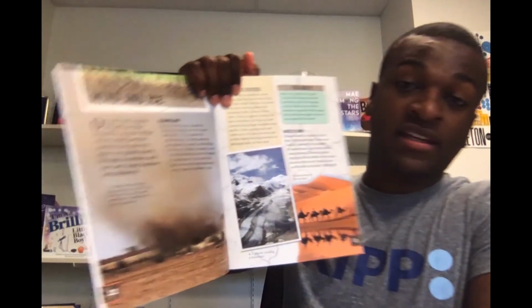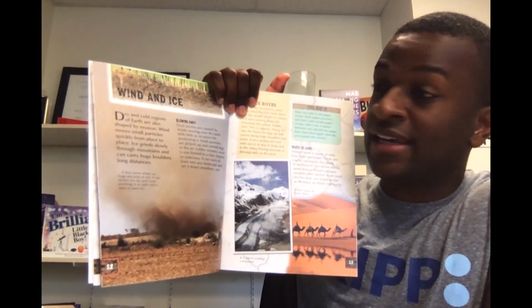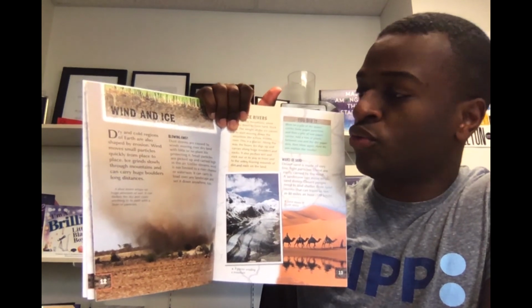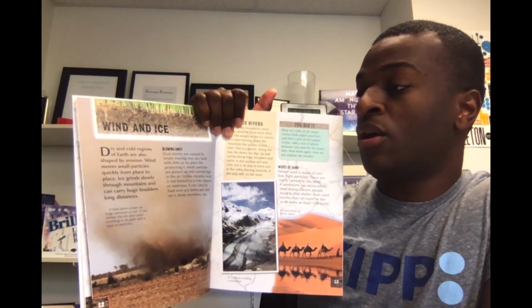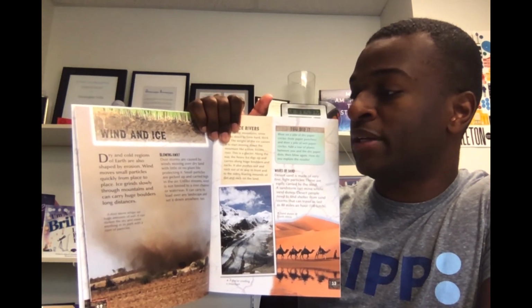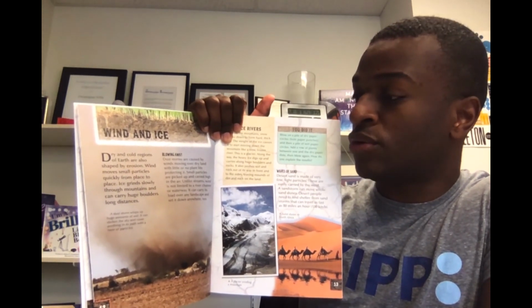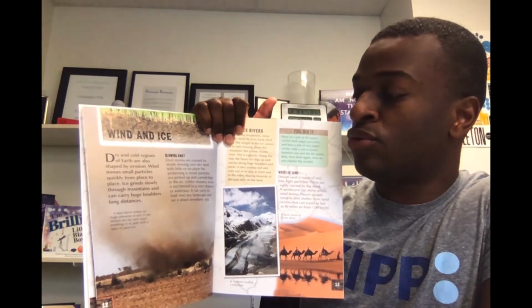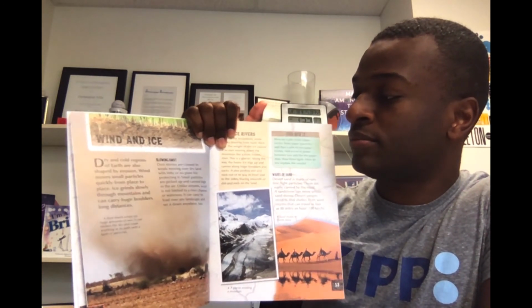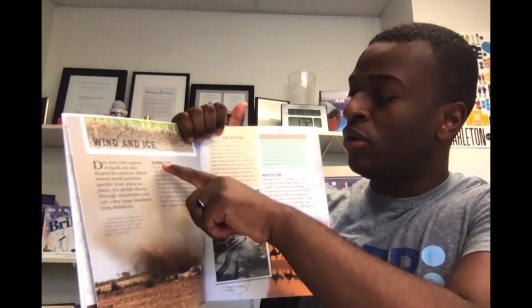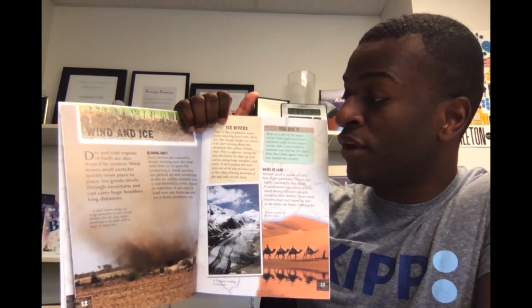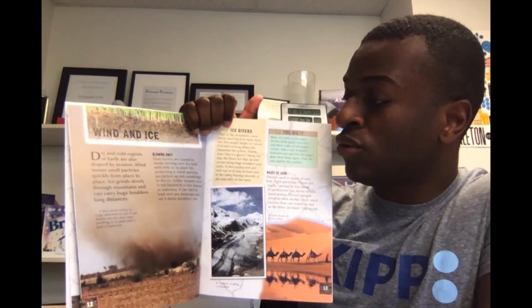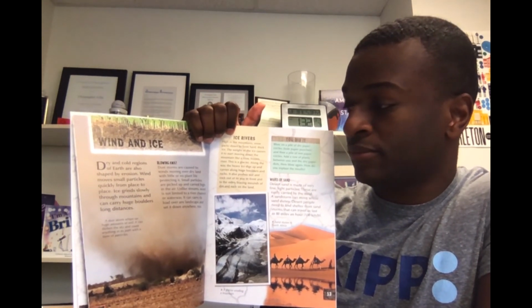Let's see about some other types of erosion. Wind and ice. Dry and cold regions of Earth are also shaped by erosion. Wind moves small particles quickly from place to place. Ice grows slowly through mountains and carries huge boulders long distances. Blowing away. Dust storms are caused by winds moving over dry land with little or no plant life protecting it.